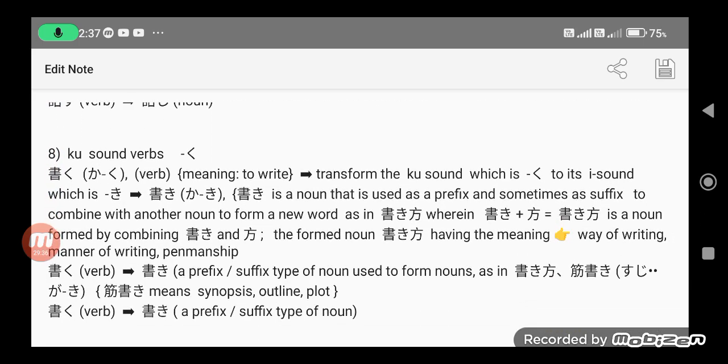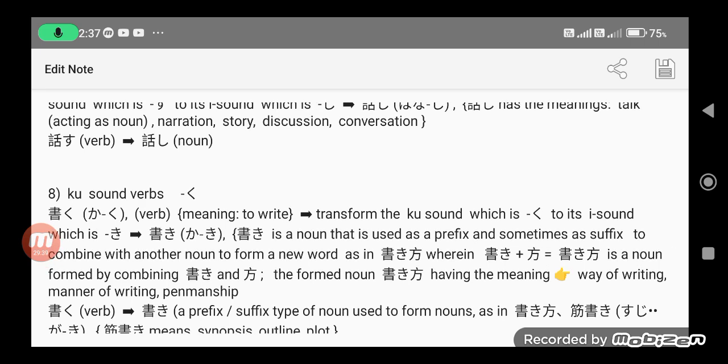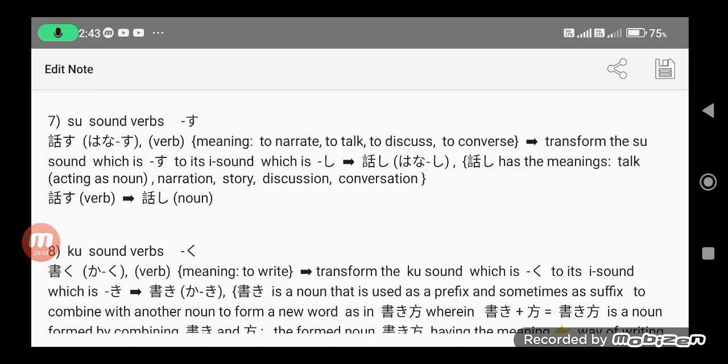Okay, so that's for the su sound, like in hanasu becomes hanashi because the su is transformed into its I sound. The I sound for su is shi. So from hanasu, the extracted form is hanashi, meaning narration or story, discussion, conversation.